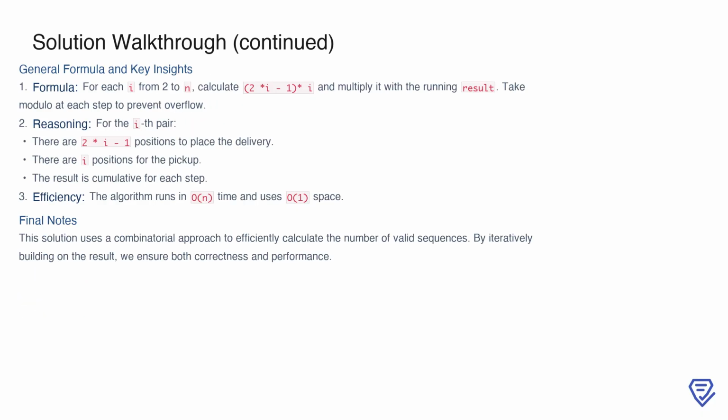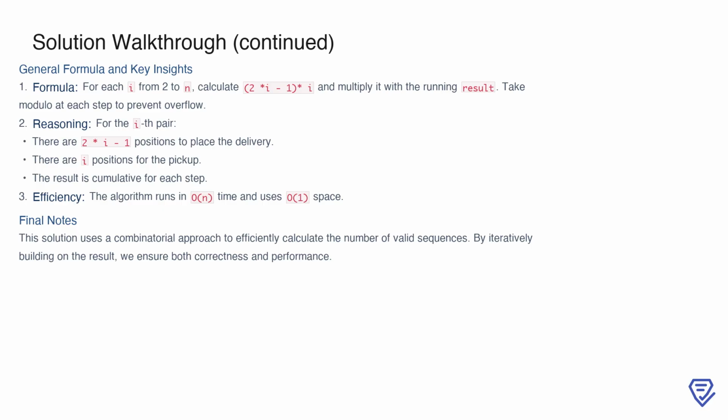To generalize this approach for any value of n, the formula for each iteration calculates (2*i - 1) * i and multiplies it with the running result. Taking modulo at each step ensures we handle large numbers efficiently. The reasoning behind this formula is that for the ith pair, there are 2*i - 1 positions to place the delivery and i positions for the pickup.